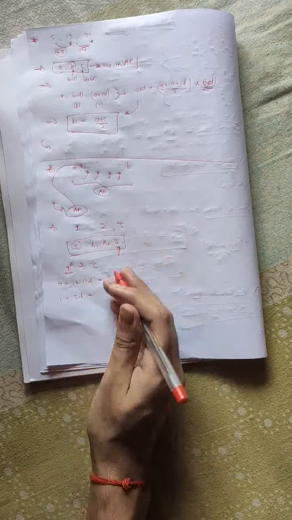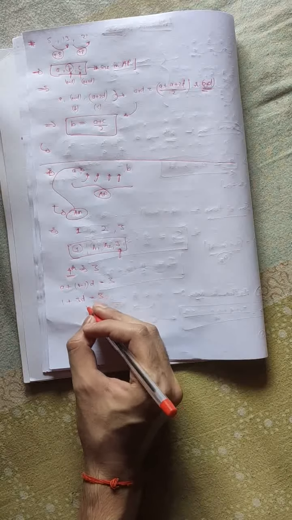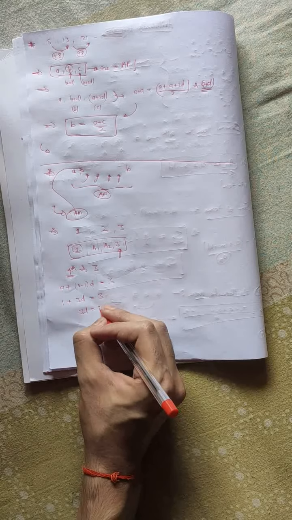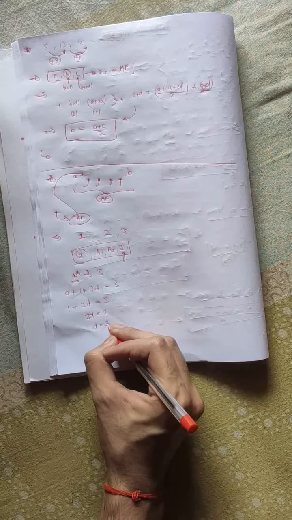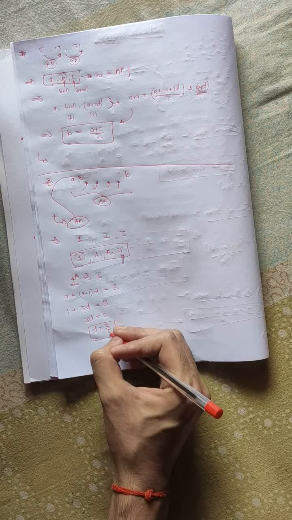We need to find the common difference, so to find D we have to solve this. 3D would be 2 and D is equal to 2 by 3. Basically this comes out to be 2 by 3.